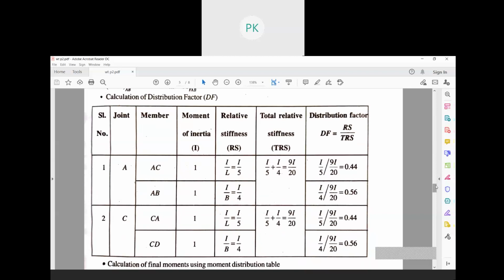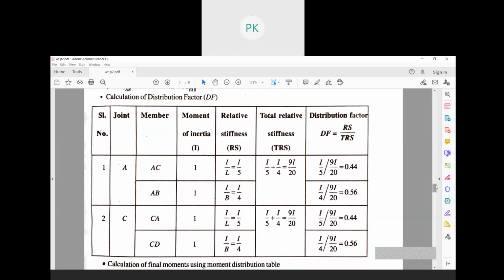So I shall consider only joint A and C. At the joint A, I have member AC and member AB. And at joint C, we have member CA and CD. The moment of inertia, we shall assume to be of the same thickness. The overall thickness of the water tank is symmetrical and also uniform. Therefore, the moment of inertia will be the same throughout. So the factor we can take as 1.